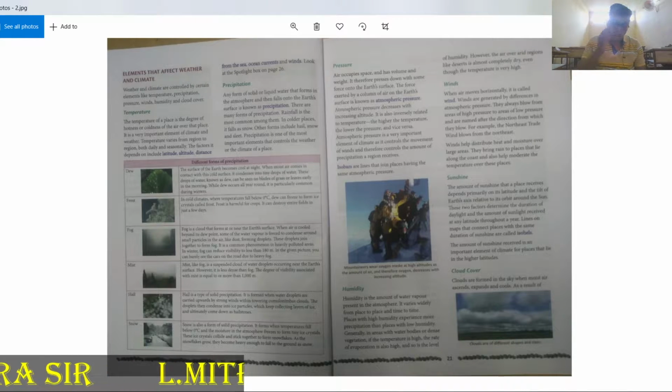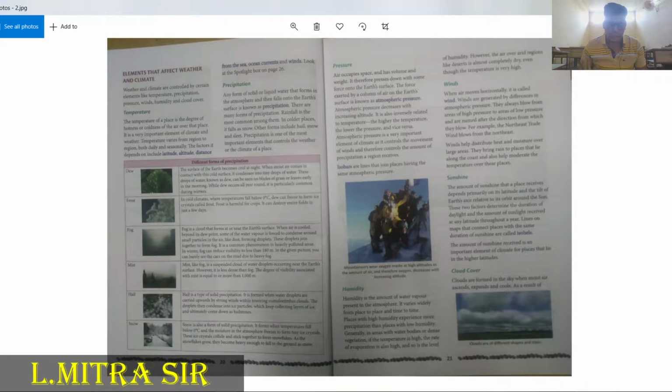One by one we have to get proper knowledge about how temperature, precipitation and pressure take part in affecting weather and climate. First, as per your book, it is on page number 20. Whenever you see this video, try to open page number 20, as you can see on the screen.